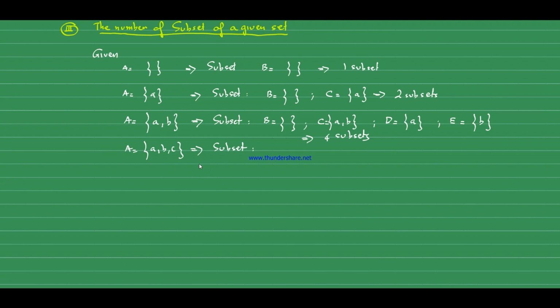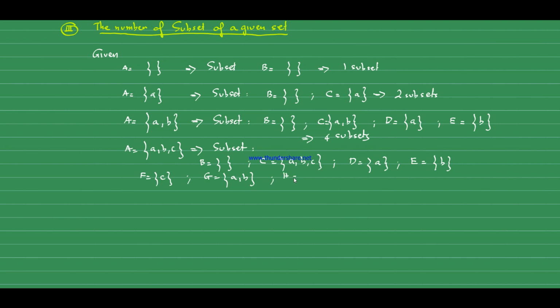So we have the empty set. We have the set of itself, A, B, C. Then we have A, we have B, we have C. They are all subsets. Then we have AB.